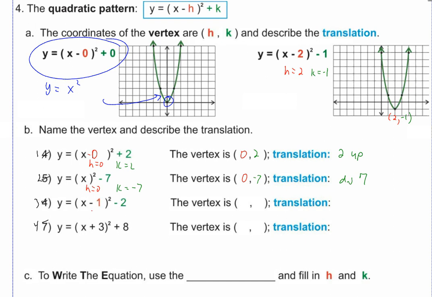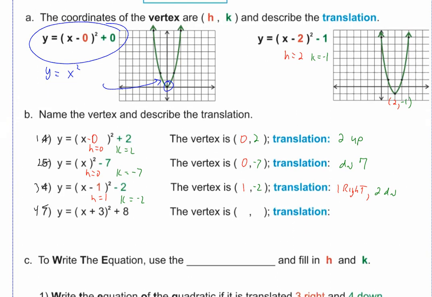All right. Number 3, the h is 1. Hopefully you concur. And the k is negative 2. So let's go ahead and fill those in for the vertex, 1, negative 2. All right, so now we've got to deal with the horizontal translation. We are 1 to the right, and we are what? 2 down. 1 to the right and 2 down. All right, go ahead and do number 4. I'm going to pause, or you should pause the video and go ahead and do number 4 and then restart it.